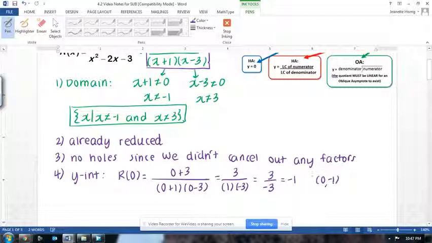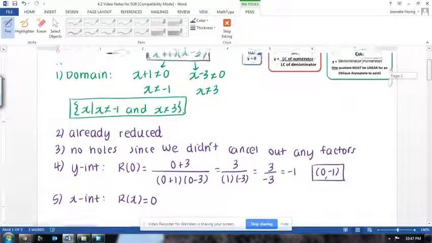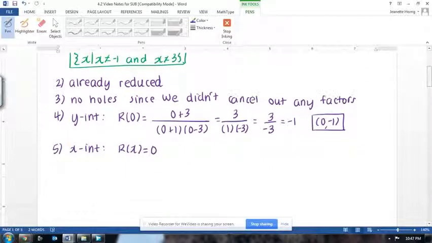I'm going to box it as well so I know that this is something that eventually I'm going to be able to graph. Next thing I ask you to find is x-intercepts. Now, x-intercepts are when you look for when r of x equals 0, like you're setting your equation equal to 0. Let me kind of show you why that shortcut I was talking about earlier works. So our function x plus 3 over x plus 1, x minus 3, if I set this equal to 0.